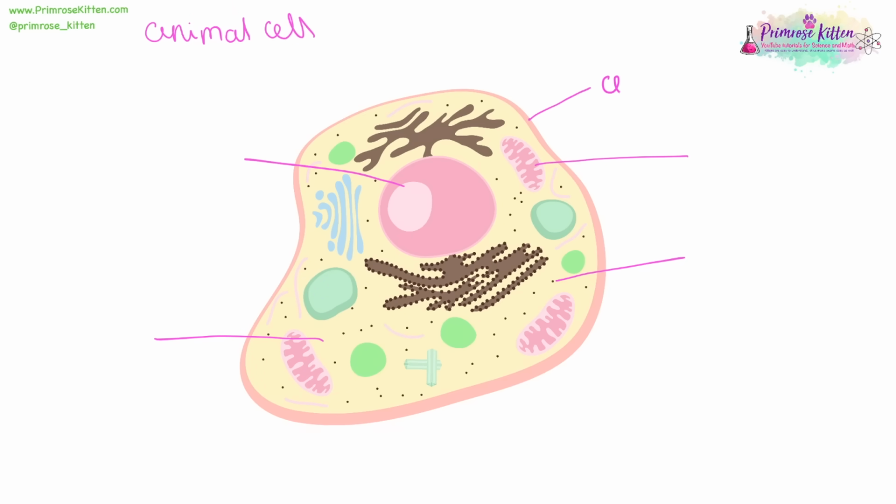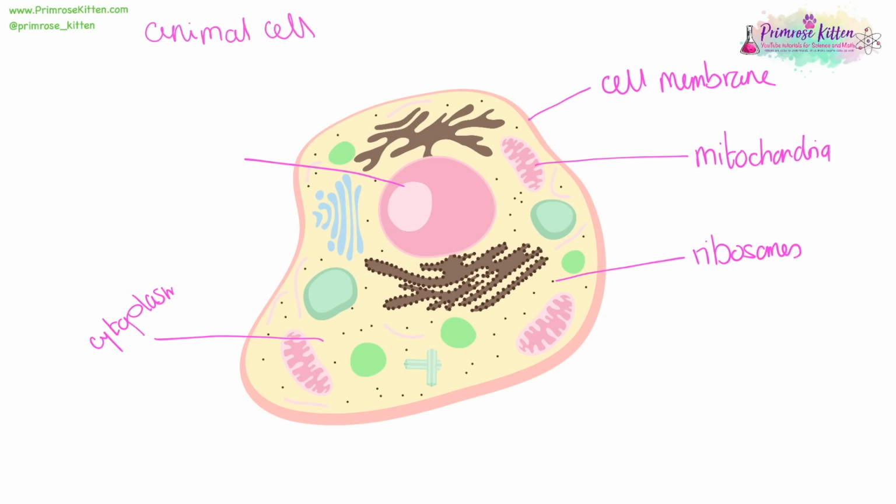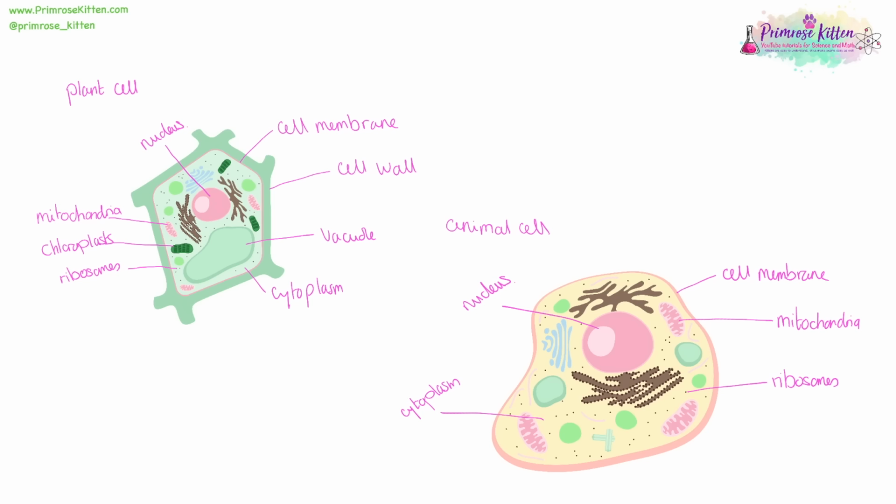Here we have our animal cell with our cell membrane. Again, controlling what goes in and out, our mitochondria, where energy is produced, ribosomes, which are responsible for protein synthesis, cytoplasm, where most of the reactions take place, and our nucleus, that's where the DNA is held, and that's the control centre of the cell. You'll notice there are several features of a plant cell that an animal cell doesn't share. For example, the cell wall, the vacuole, the chloroplasts.